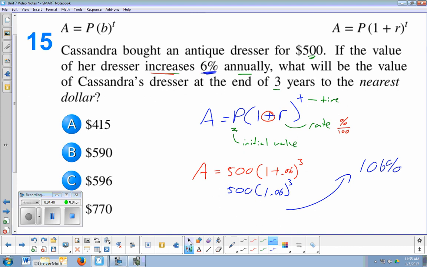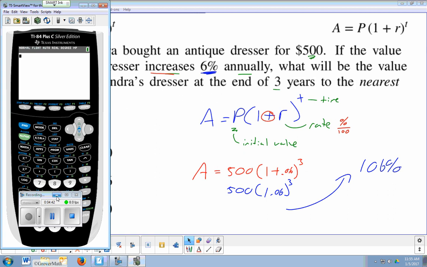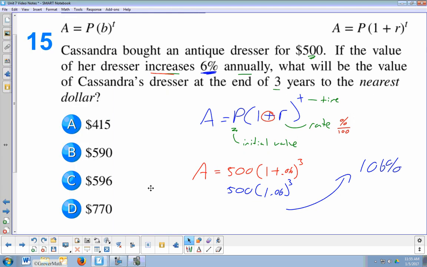But anyways, we could use our calculator to do this math for us and type in 500, parentheses, 1.06, close the parentheses, raise it to the third. And that will give us a value of 595.508, but 595.5 will round to 596.